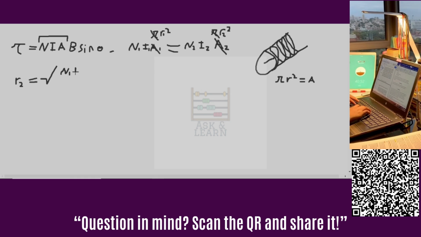N1, I1. We've canceled the pi's on both sides, so we don't need to worry about those anymore. That's r1, the first wire's radius, squared, divided by N2, the coils on the second wire, times the current in the second wire. All this is under the square root sign. And that will give you your radius for the second wire.